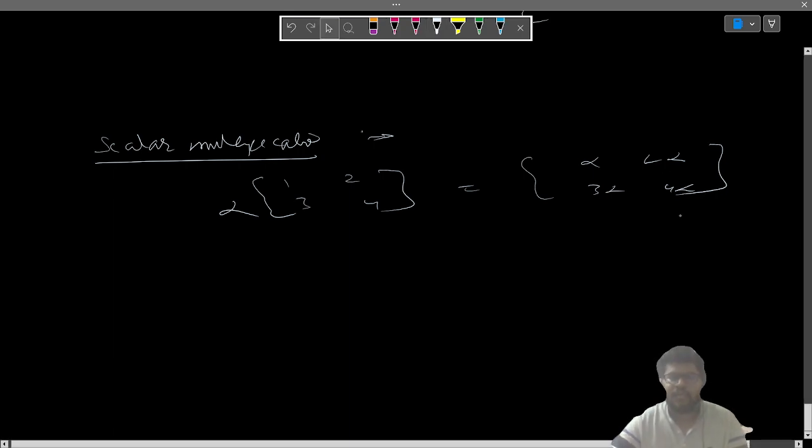So here we have seen a few examples of different vector spaces. In the coming lecture, we will also see some more examples of vector spaces, that are polynomial space, function space, sequence space and so on.